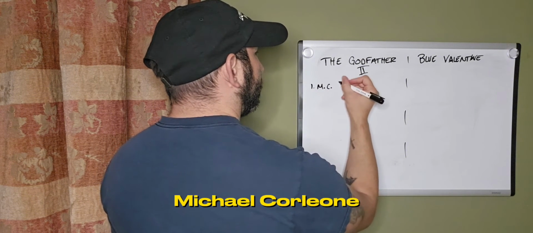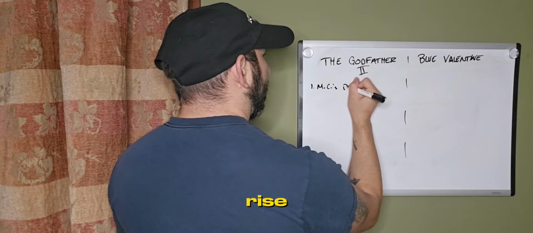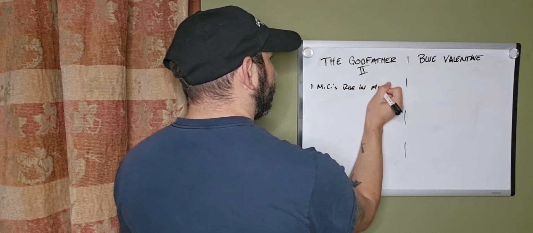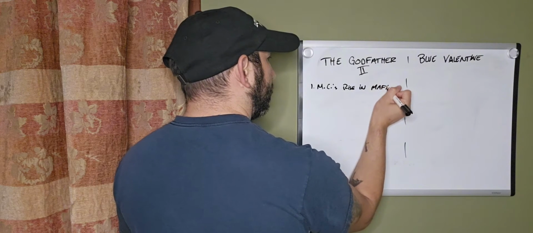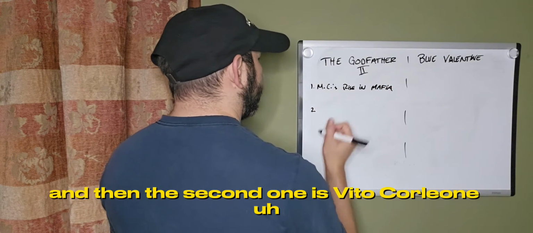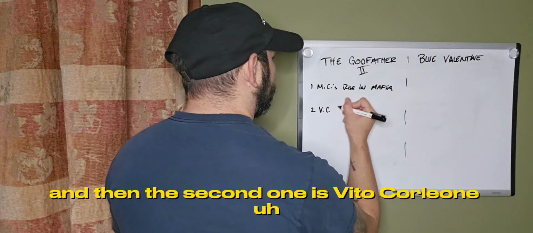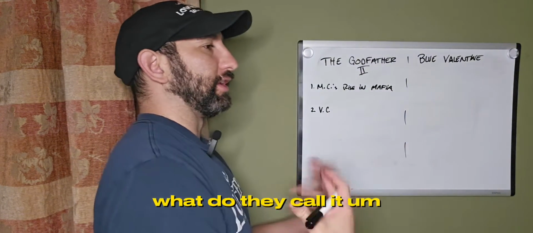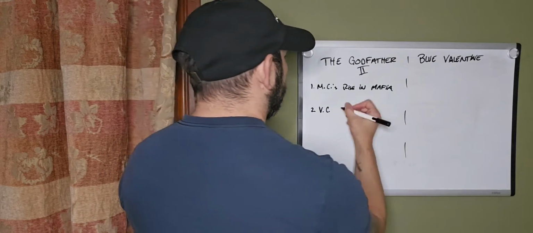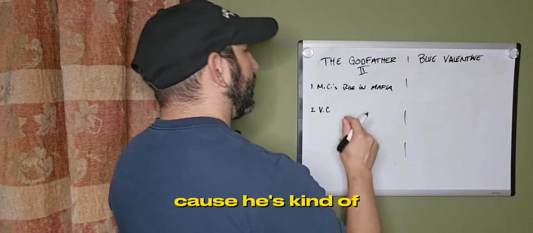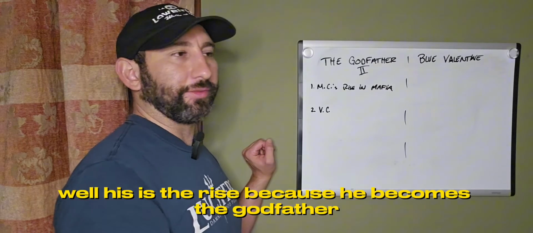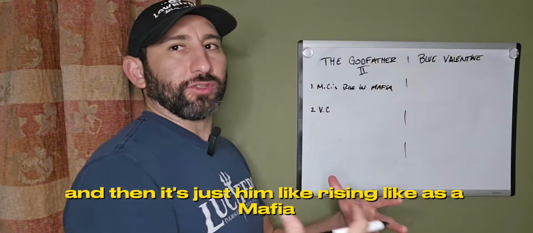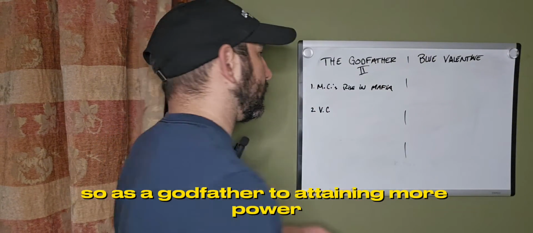Michael Corleone's rise in the mafia. And then the second one is Vito Corleone. What do they call it? Not rise in the mafia, because his is the rise since he becomes the Godfather, and then it's just Michael rising as a mafioso, as a Godfather, attaining more power.